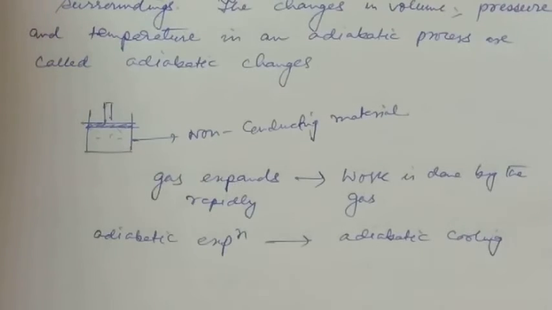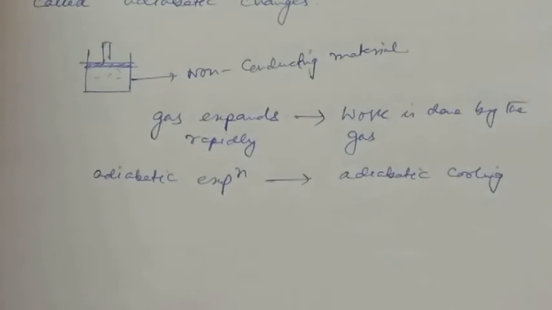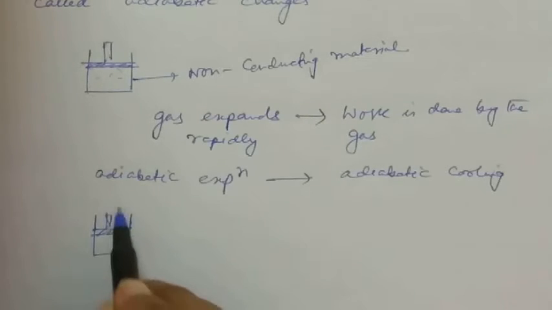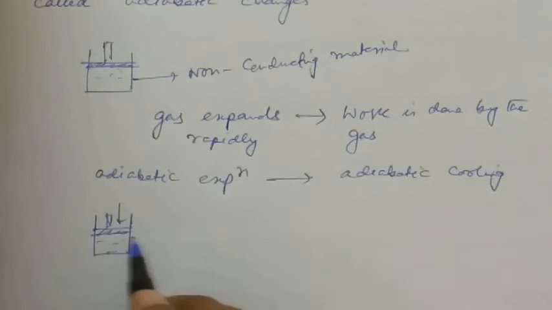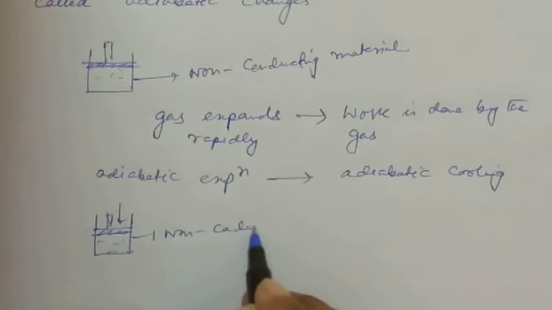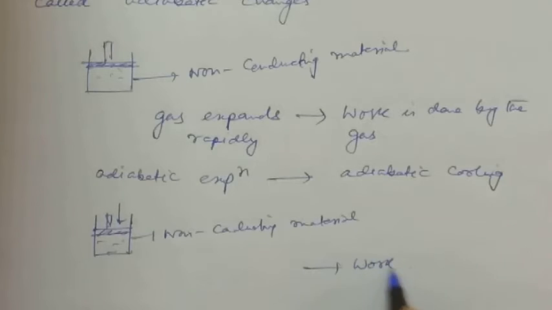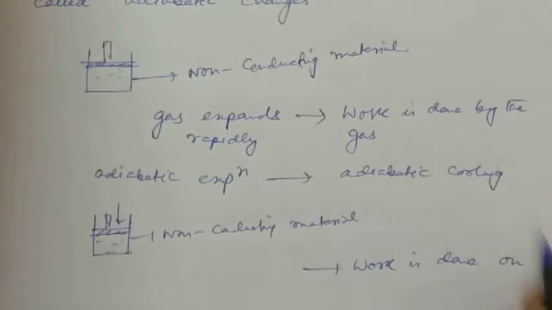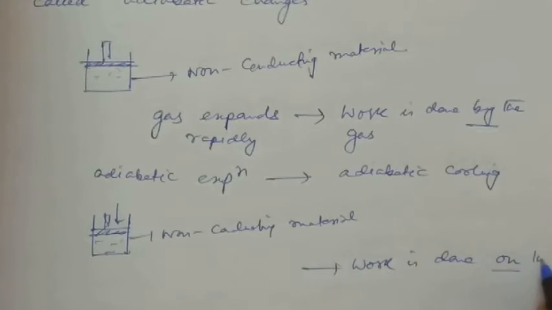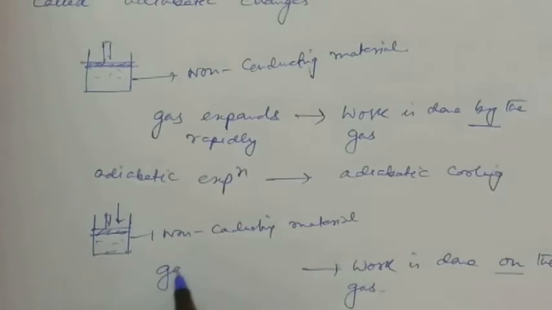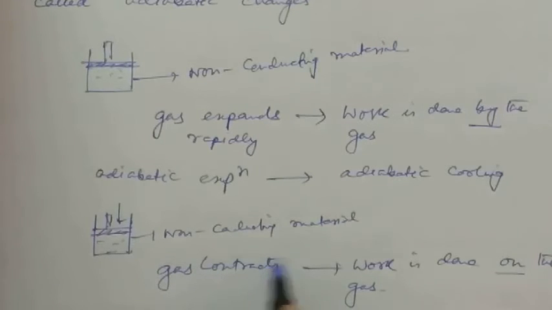So the reverse case is going to happen when the gas is contracting rapidly. Work is done on the gas. The second case is work is done on the gas, again with non-conducting material. Here work is done on the gas, so the gas contracts.